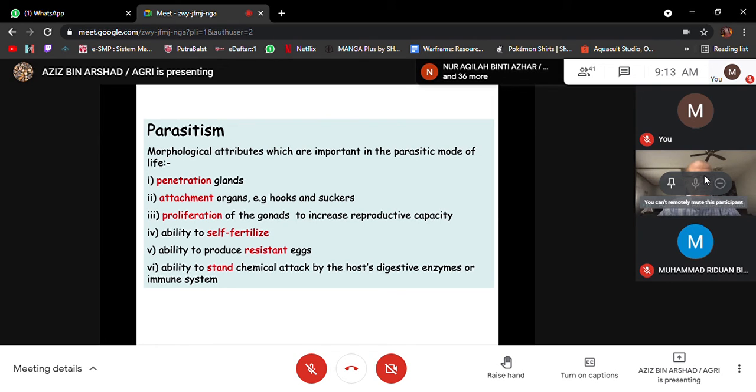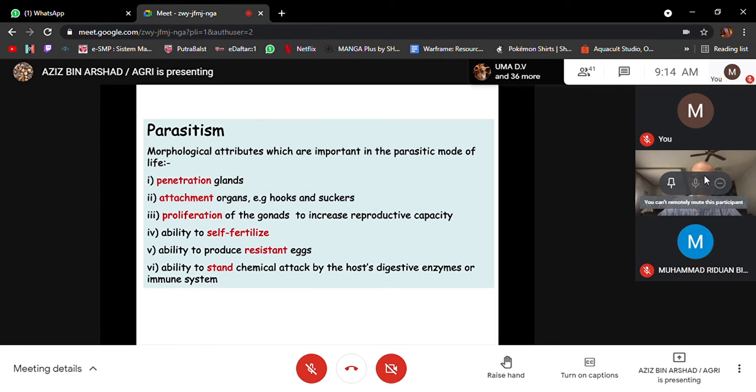Secondly, the body should have an attachment organ like a hook or a sucker to attach to the host. Number 3 is proliferation of the gonad. The gonad is able to increase reproductive capacity at any time. It means it is very fertile. The gonad proliferates a lot. They are able to form gametes at any time. So, proliferation of the gonad. Number 4, ability to self-fertilize.